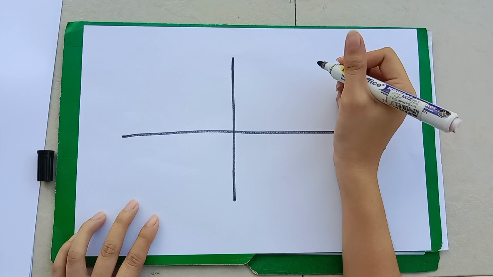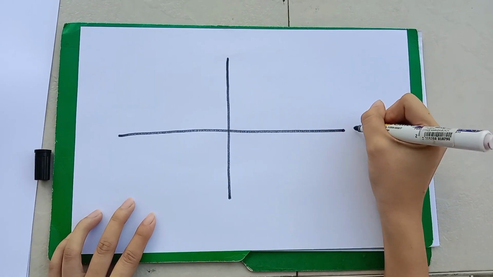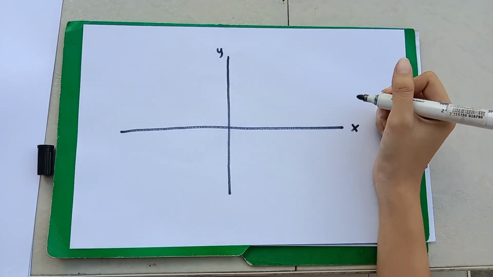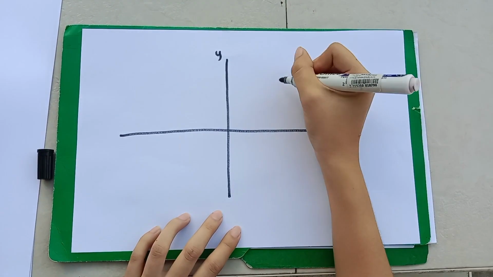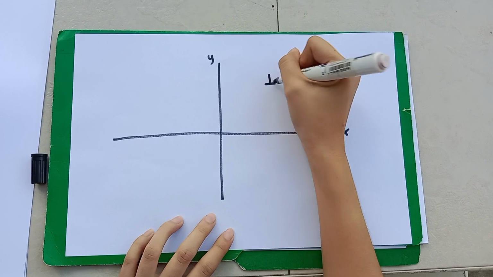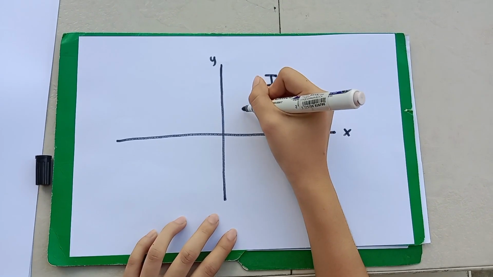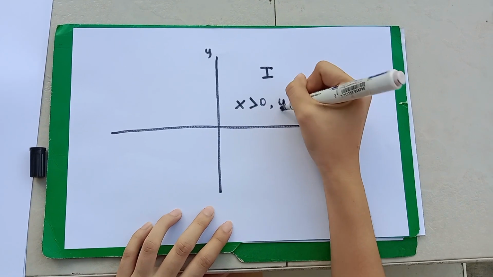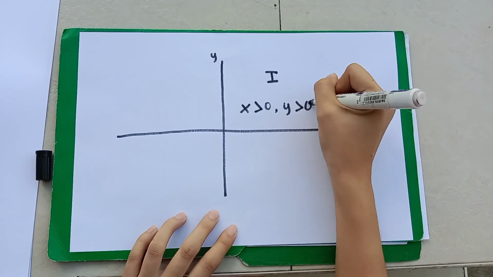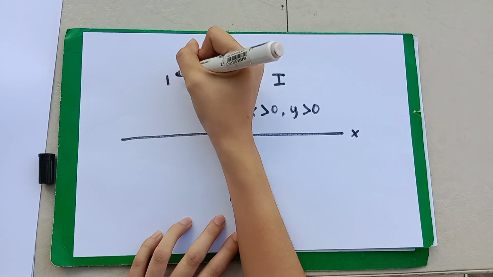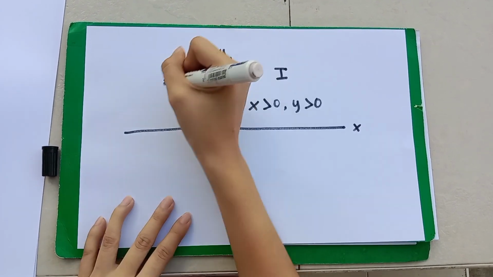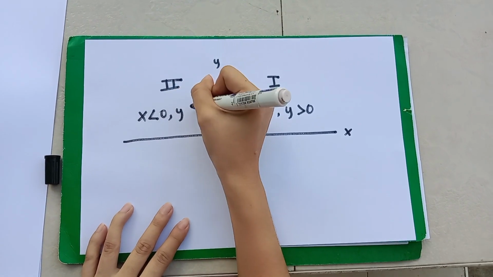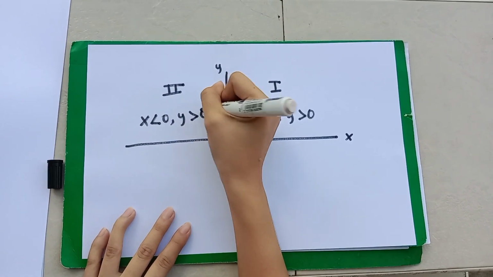Now is the ordered pairs in different quadrants. So the x and y axes divide the rest of the plane into 4 parts called quadrants. So here's our first quadrant: x is greater than 0 and y is also greater than 0. In our second quadrant, x is less than 0 and y is greater than 0.